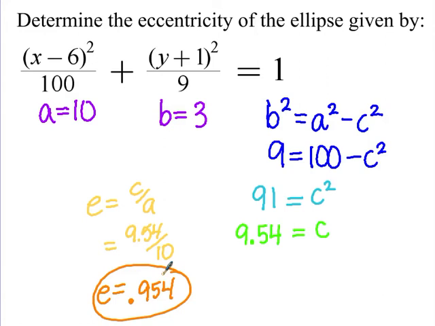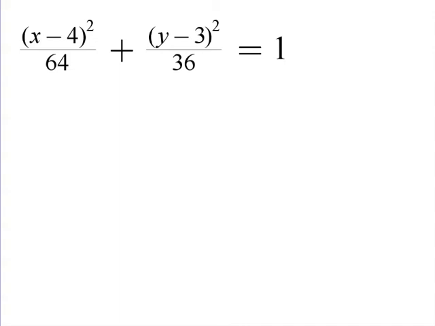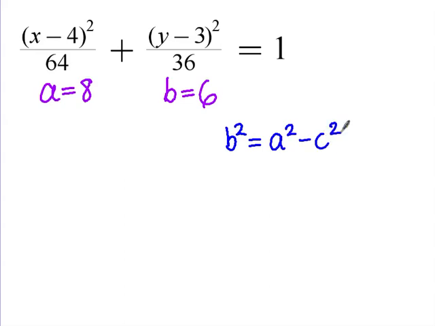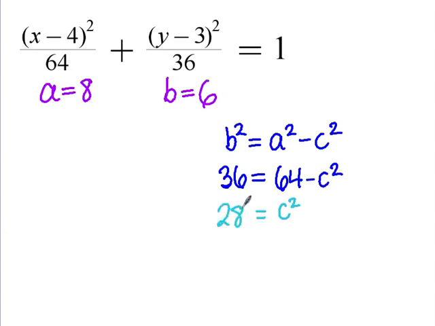All right, let's look at another one just to make sure we have that down. This will be the last one today. What is A? 8. What is B? 6. So now I've got to find C. To find C, I know that B squared equals A squared minus C squared. So 36 equals 64 minus C squared. So C squared equals 28. Good job.